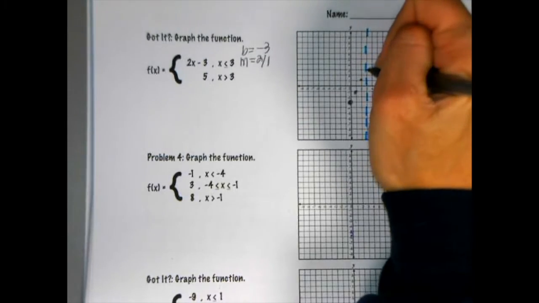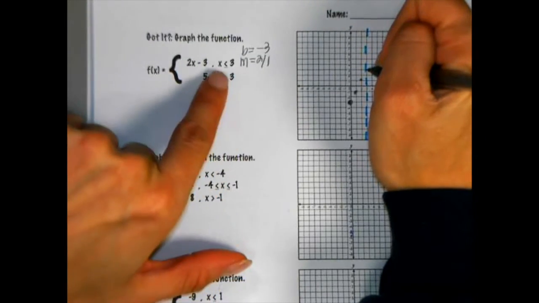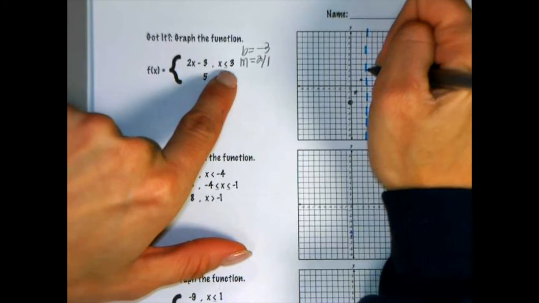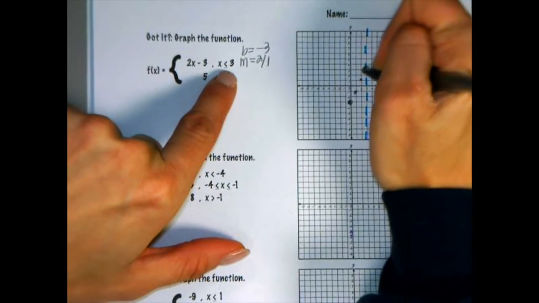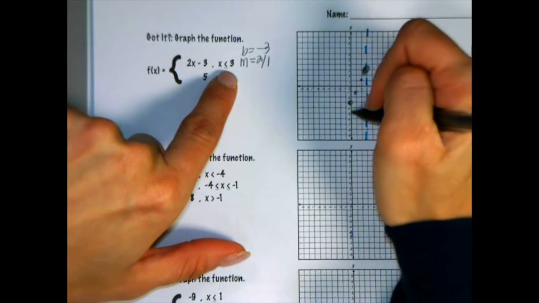And then when I get to that, I'm going to stop graphing and look, am I going to have an open or closed dot? Closed. And then just continue the other direction if you want.